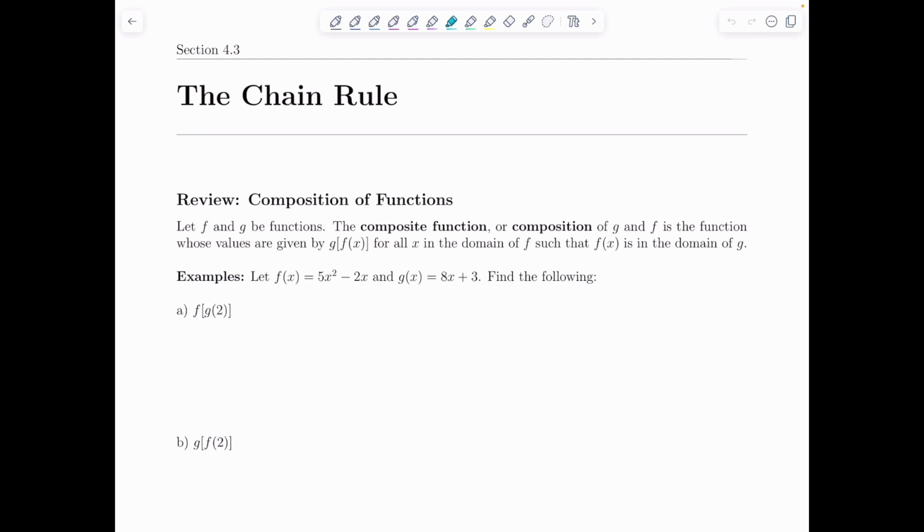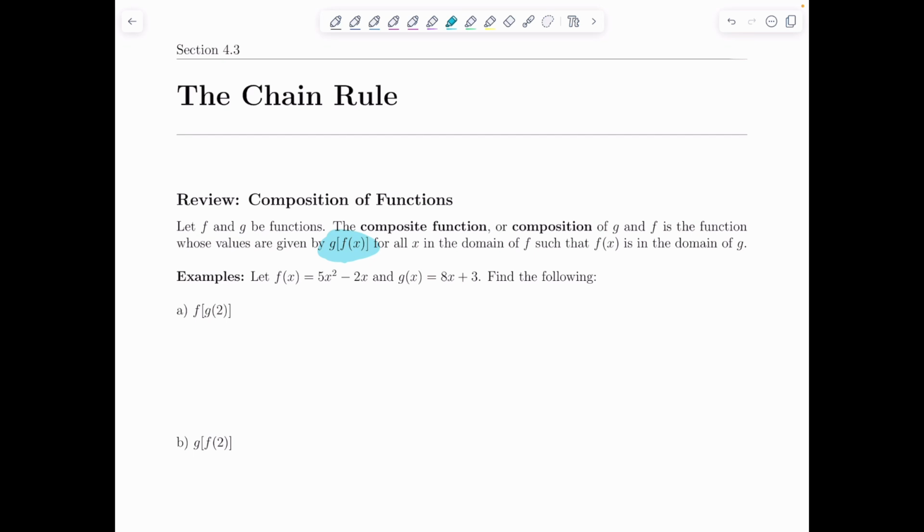And so, as just a quick recap, if f and g are two functions, then we say the composite function or composition of g and f is the function whose values are given by g composed with f of x, or g of f of x, for all x that are in the domain of f such that f of x is in the domain of g.